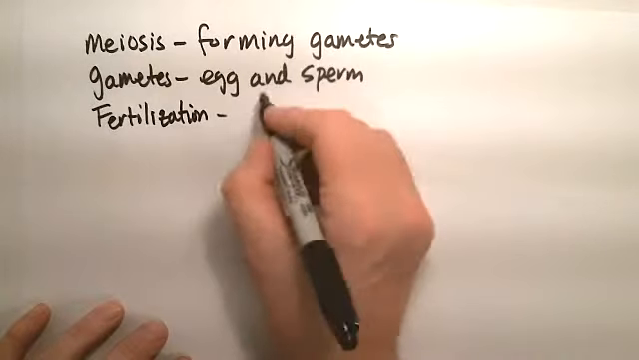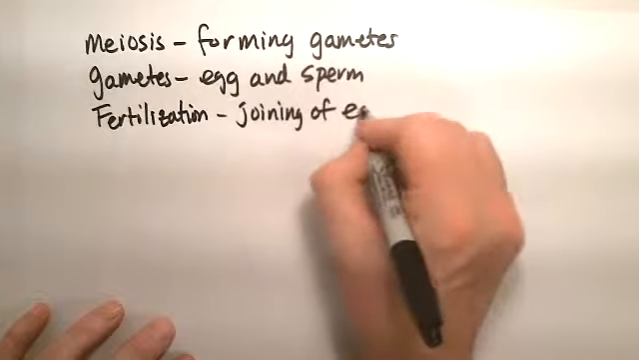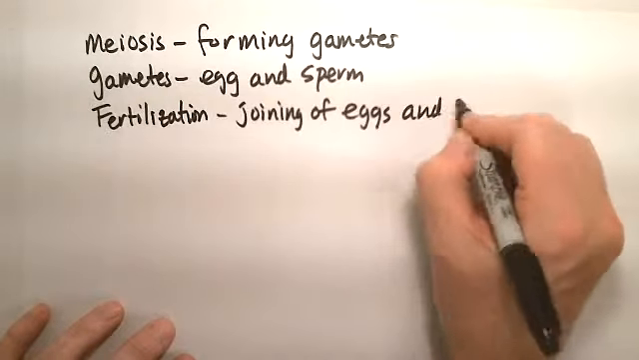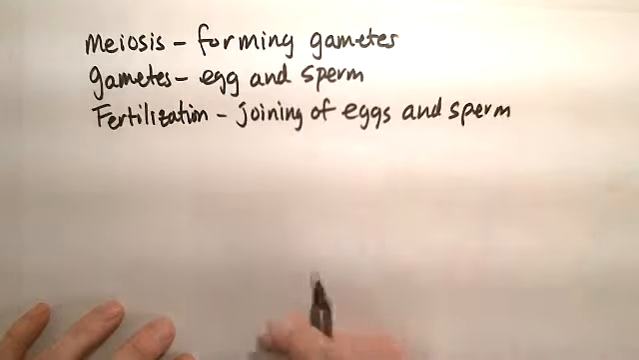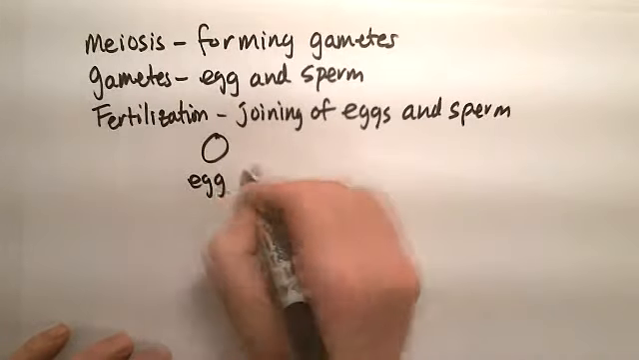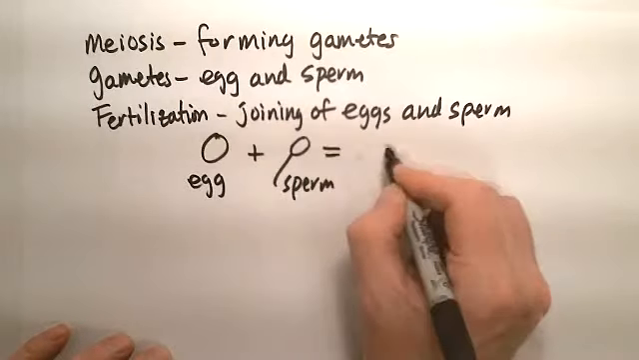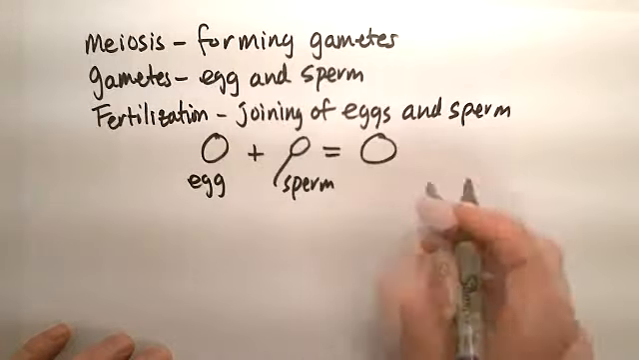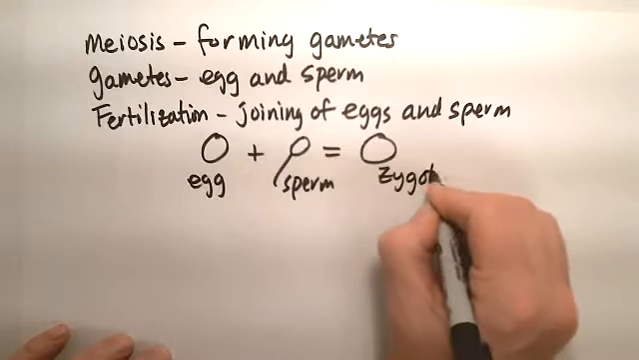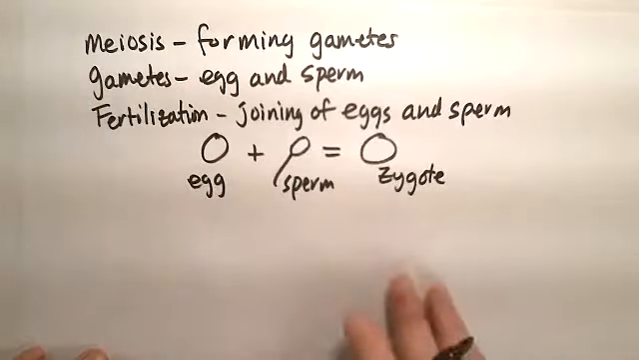So this is the joining of eggs and sperm. Now, what that egg and sperm form when they join is a cell called a zygote. Okay, now there's a couple more terms that we need to go over here.